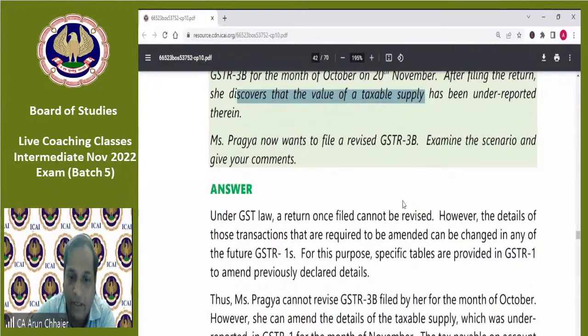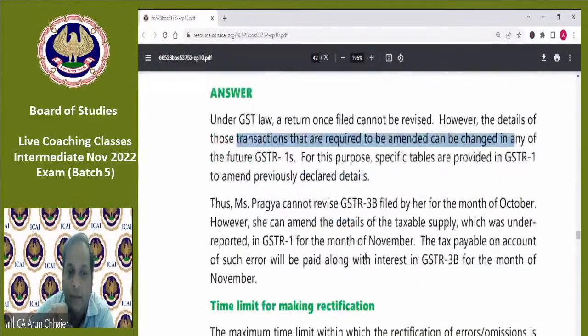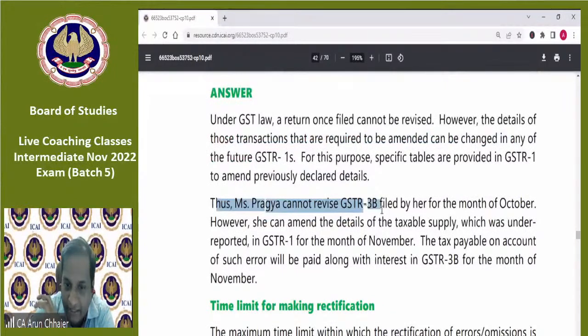The 3B cannot be revised. You cannot refile a revised return in the GST. However, the details of those transactions can be amended in future GSTR 1. Therefore, Pragya cannot revise the 3B filed by her for the month of October. She can amend the details of the taxable supply which were reported in the GSTR 1 for the month of November.